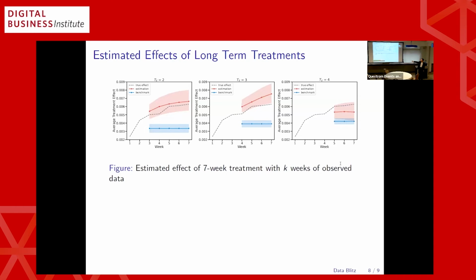And we changed the amount of data that we use to make this prediction. We change it from 2 weeks, 3 weeks to 4 weeks. And we can see that when we have more and more data, the predictions that we make are more accurate, and the confidence interval is narrower. So that illustrates that you should run experiments for a relatively longer duration, as long as possible, when you're making these predictions.